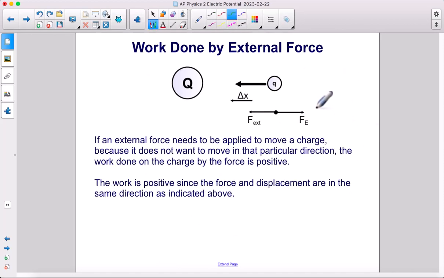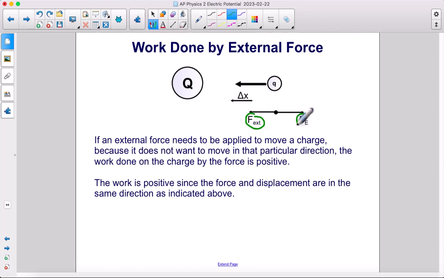If an external force needs to be applied to move a charge because it does not want to move in that particular direction, the work done on the charge by the external force is positive. So remember, little q and big q are both positive, which means they repel each other. So in order to move little q to the left towards big q, the external force is going to be pushing in the direction of displacement. When they're going in the same direction, that means that this force is positive. The work done by this force is positive.